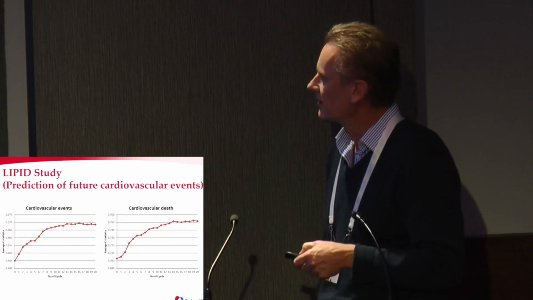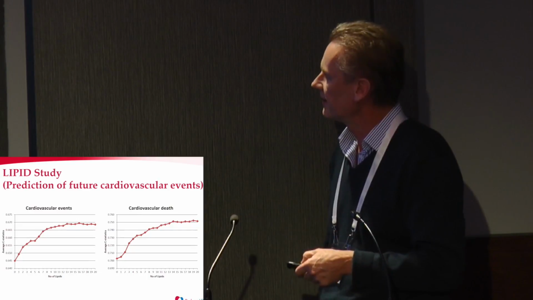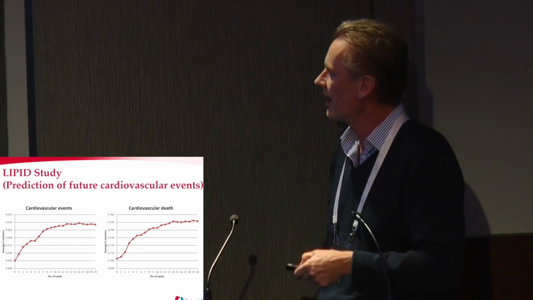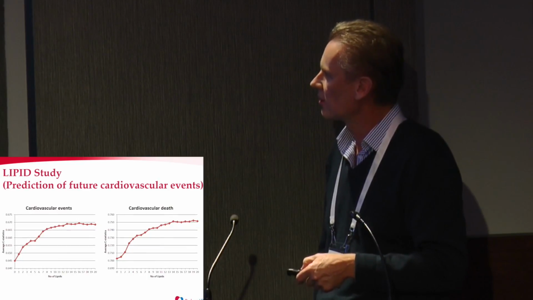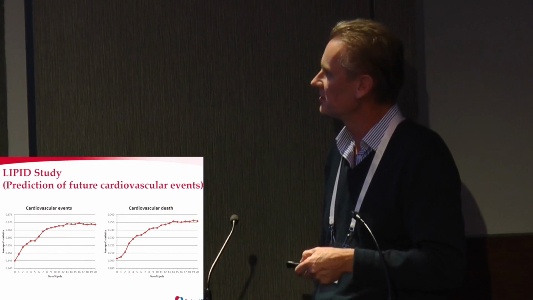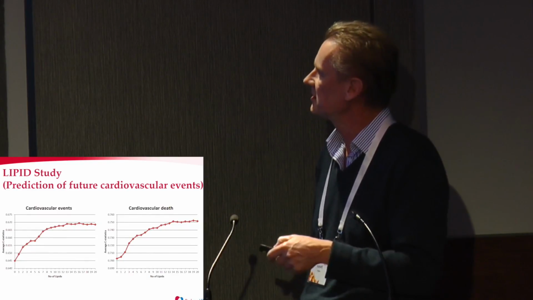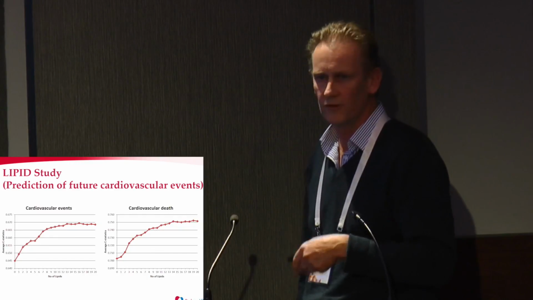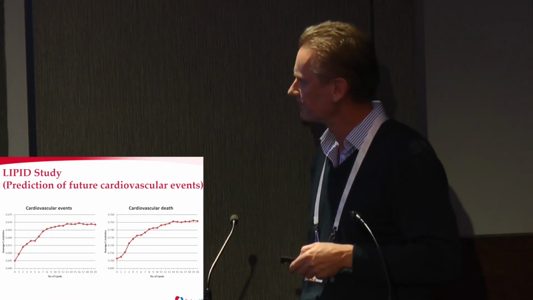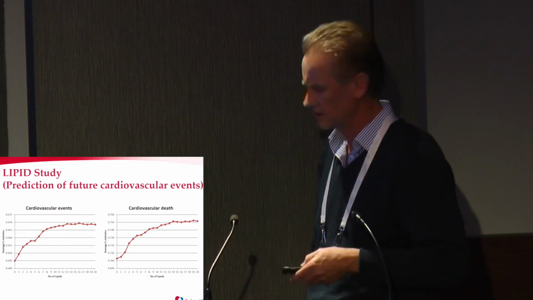And so this is the type of results we get. We're looking at the C statistic on the y-axis, and for each model, as we increase the number of lipids, you can see we get an increase in the C statistic. It starts to level off around 8 or 10 lipids, and we see this for cardiovascular events and death.